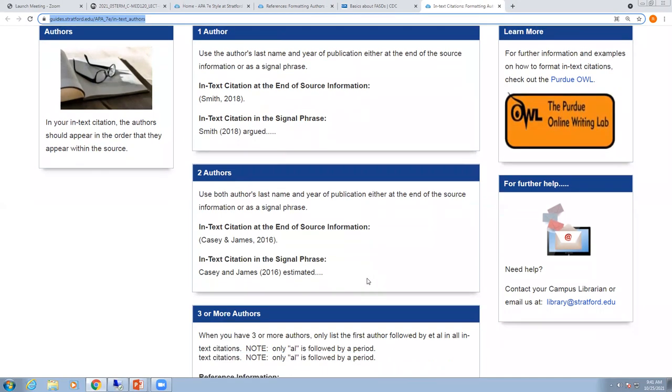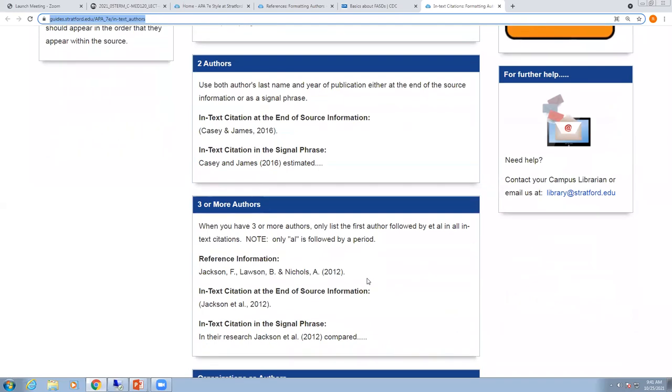It's when you have three or more authors that you have a different sort of rule. Because remember in our references, you have to list up to 20 authors. Well, luckily in your in-text citations, you do not have to list up to 20 authors. If you think about it, that would be so disruptive when somebody was trying to read a paper to see where one sentence stopped and then another sentence began and the whole bit.